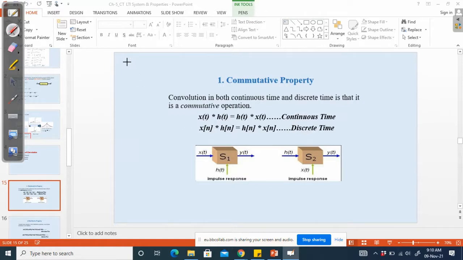Commutative property means, let's suppose if you have 2 multiply 3, what is the answer? 6. Then 3 multiply 2 is also 6. This is called commutative property. So convolution follows this property. x(t) convolution h(t) is equal to h(t) convolution x(t). This is for continuous time system, and x[n] convolution h[n] is equal to h[n] convolution x[n]. This is for discrete time LTI system.